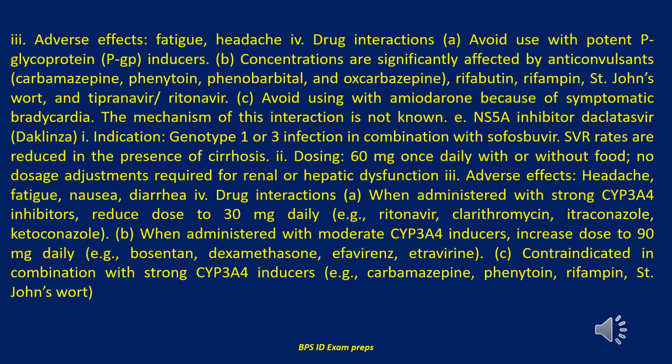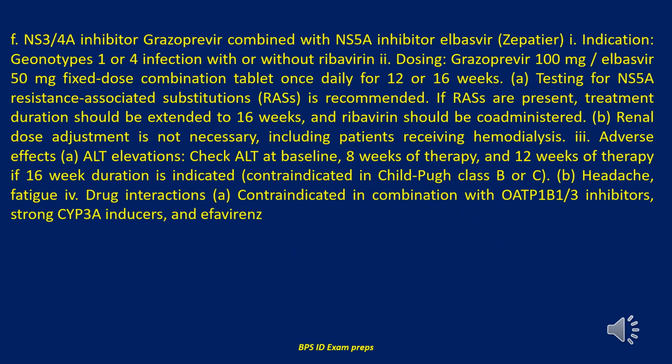4. Regarding its drug interactions, A. When administered with strong CYP3A4 inhibitors, e.g., ritonavir, clarithromycin, itraconazole, or ketoconazole, we should reduce its dose to 30 mg daily. B. When administered with moderate CYP3A4 inducers, e.g., bosentan, dexamethasone, efavirenz, and etravirine, we should increase its dose to 90 mg daily. C. It is contraindicated in combination with strong CYP3A4 inducers, e.g., carbamazepine, phenytoin, rifampin, and St. John's wort.